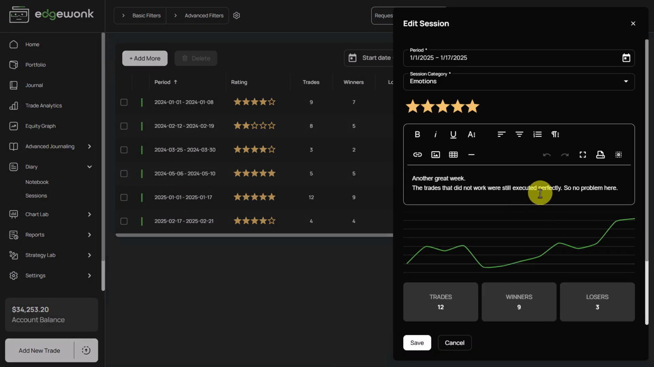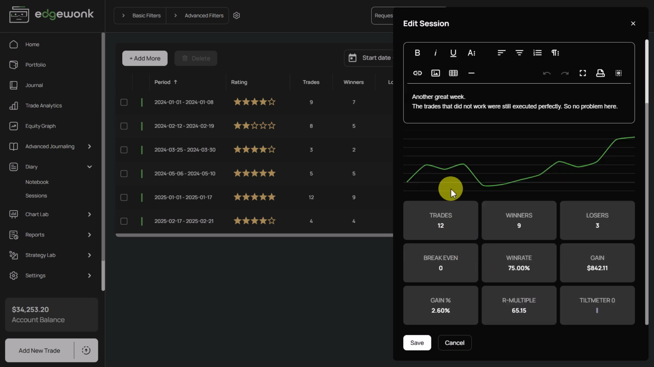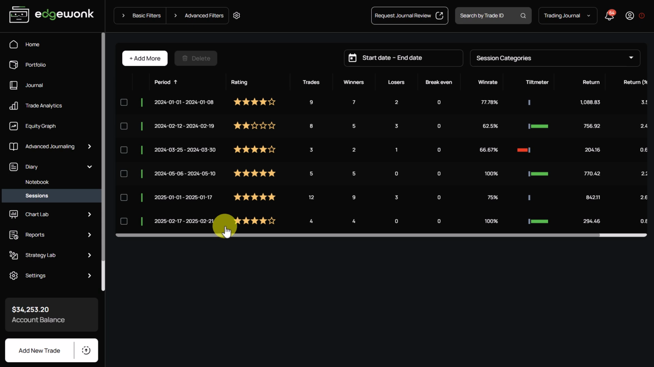You can capture important insights, keep track of findings that you want to remember, and keep a written diary of your trading day or your trading week. And you also get some statistics on how your trading week went: the amount of trades, winners, losers, your win rate, the total gain, your net return, and also your R multiple. Having a structured post-session recap can really benefit your mindset as a trader, and it helps you to build a catalog of your thoughts over time.